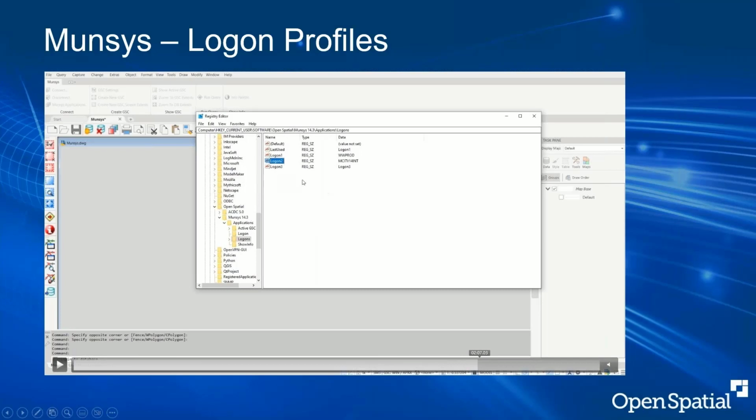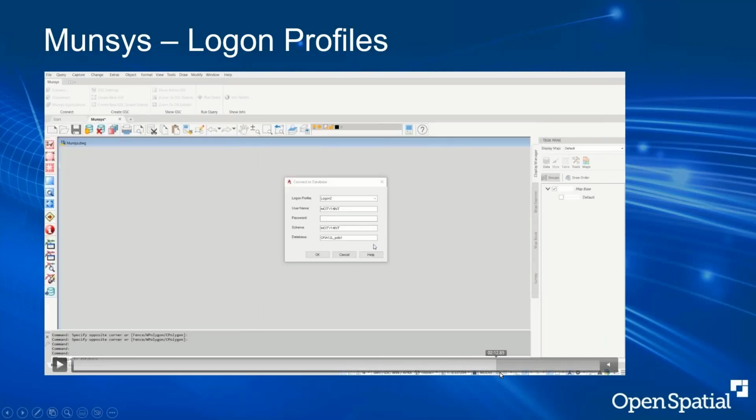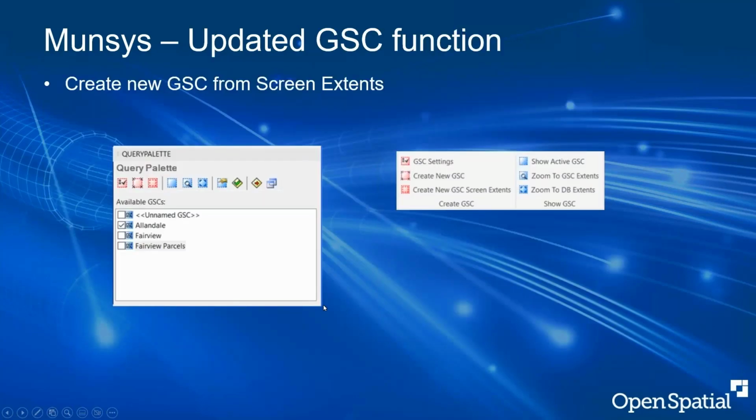So I can just change 2 of them. So www.prod and then mcity. And the moment you come in here now, if you hit the connect database, you'll see those values are available right there. The other thing you might have noticed, and I mentioned it, was we've added one new function for GSC. This is actually direct from user feedback, and that is to create a GSC from your current screen extents. So typically folks will zoom to where they're interested and they say, this is my area of interest. Let me just create the GSC.